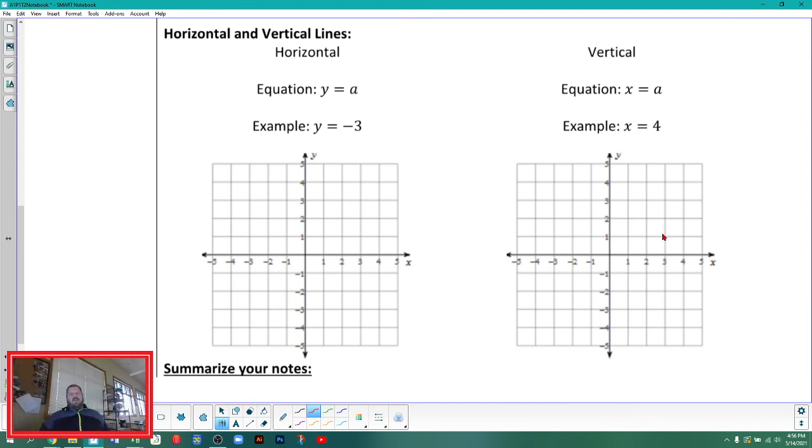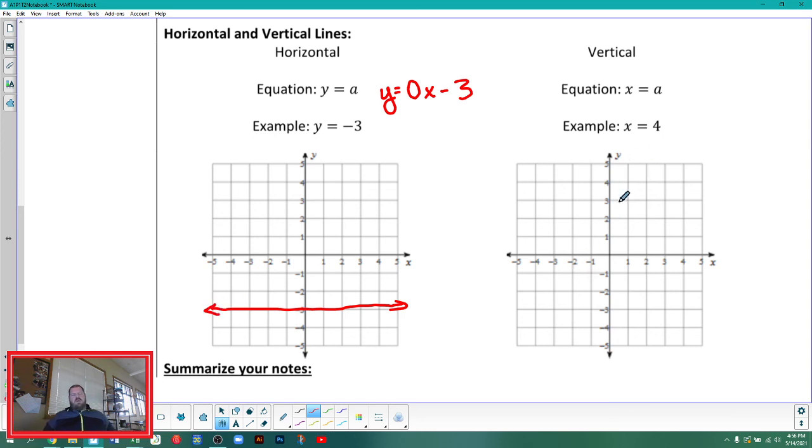For horizontal lines, they look like an equation y equals a number, so there is no x involved. So we'd get something like y equals negative 3. This really comes from slope-intercept form: it's y equals 0 times x minus 3. So it has a slope of 0. That's one of the only ways that I've learned to remember it, is that there is no x. There's a 0x. So my slope is 0.